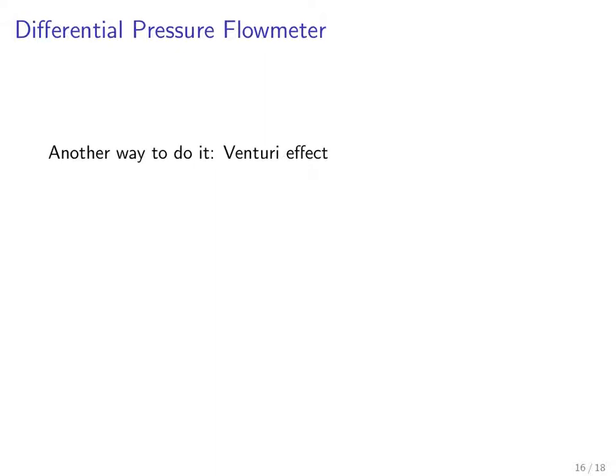Another way to do this is using the Venturi effect. So what we do here is infer flow from the difference in pressure between two pipes of different diameters. So here's the setup. You have two pipes that are connected to each other that have different cross-sectional areas. The cross-sectional area of the bigger one we'll say is A1, and the smaller one we'll say is A2. That means we're going to get different pressures if we have a constant flow through them. So we'll get P1 and P2.